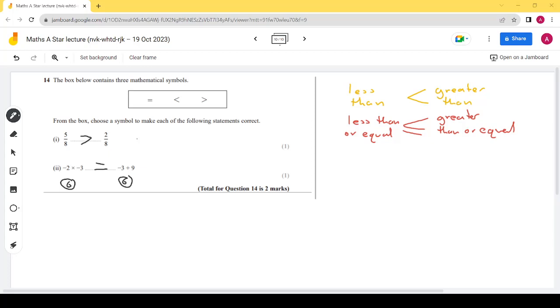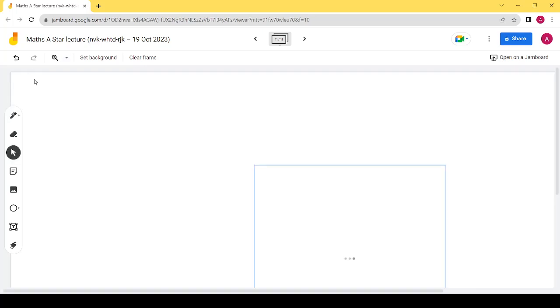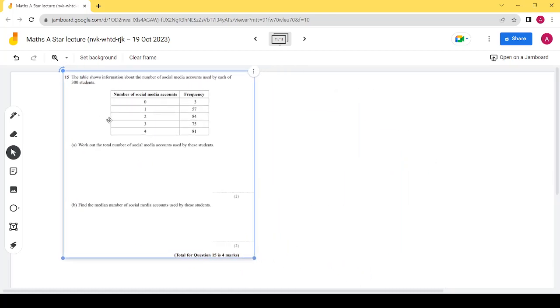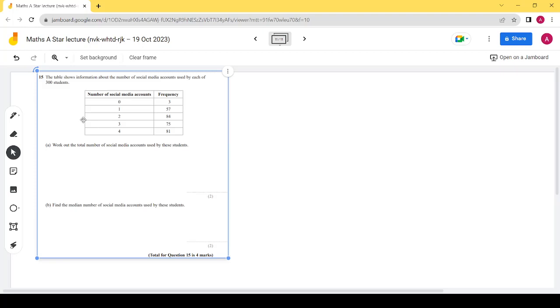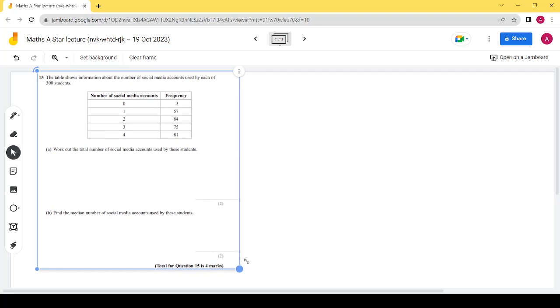All right, so next we got a question where definitely having your calculator is going to save you a lot of time. So again, we're dealing with averages in this next question. The table shows information about the number of social media accounts used by each of 300 students. And the first question, we just got to work out the total number of social media accounts used by these students.